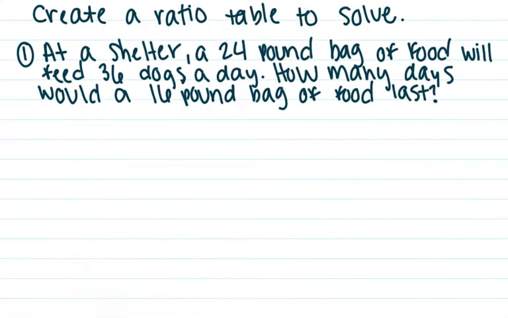Now, the last skill that we have to know how to do here with ratio tables is we have to be able to create our own ratio table to solve problems. So it says, at a shelter, a 24-pound bag of dog food will feed 36 dogs a day. How many days would a 16-pound bag of dog food last? So in order to solve this, I'm going to make my own ratio table. Two things that we have to know: there is a rate in here. The rate is right here, a 24-pound bag of food will feed 36 dogs a day. That right there is your rate.